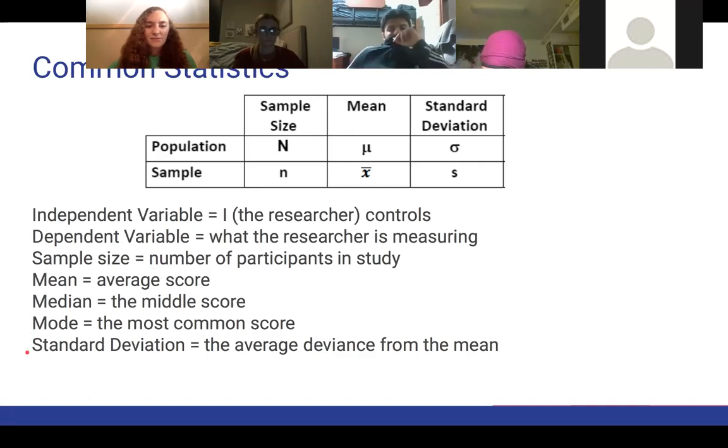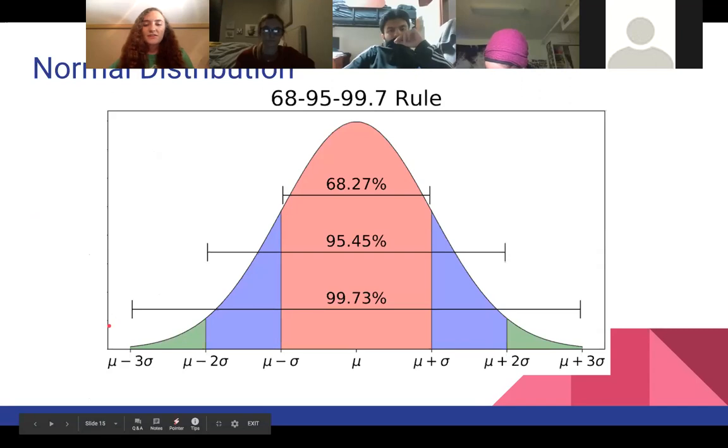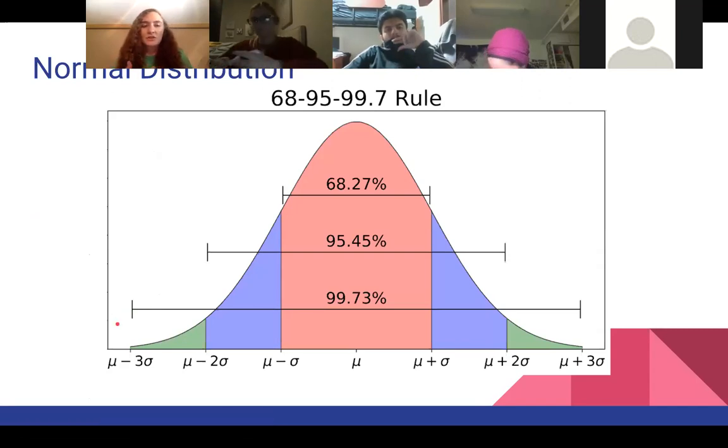Does anyone understand what the standard deviation is? Yes, it's how the scores vary around the mean. Awesome. So standard deviation goes back to the normal distribution, or the bell curve, as it's also known.